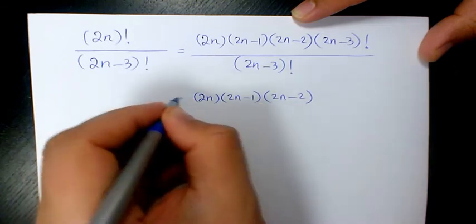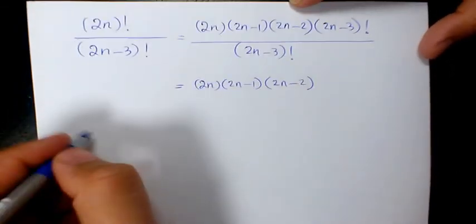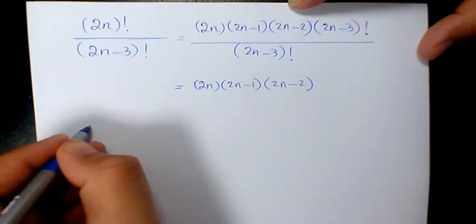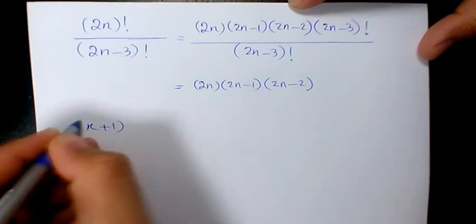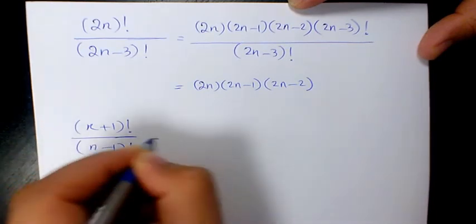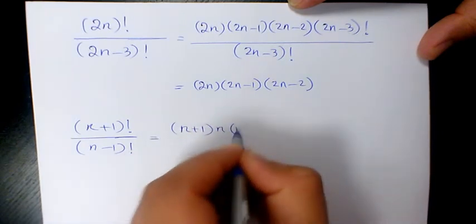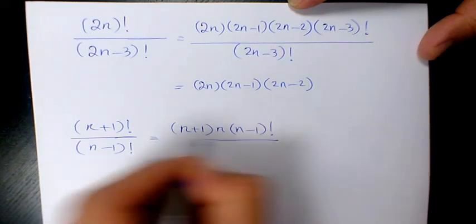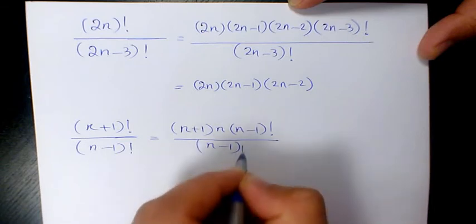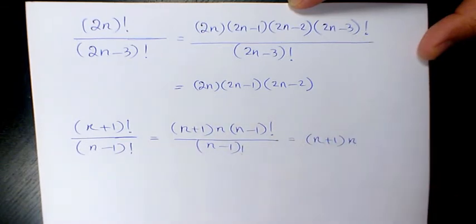You can leave it like that. Or if you want, you can FOIL it. Next example, (n+1)! divided by (n-1)!, which will be (n+1) times n times (n-1)! divided by (n-1)!, which is going to be (n+1) times n.